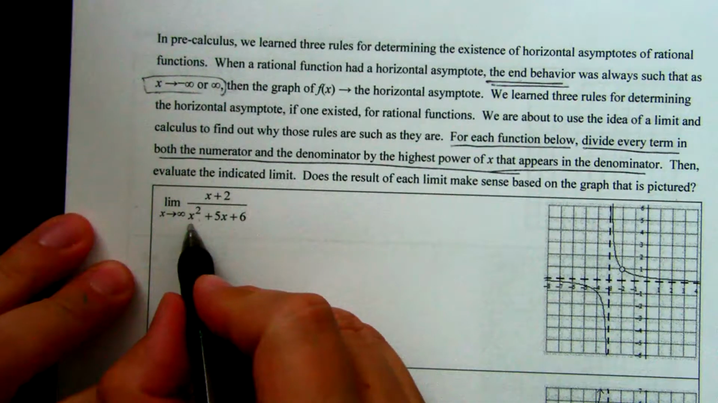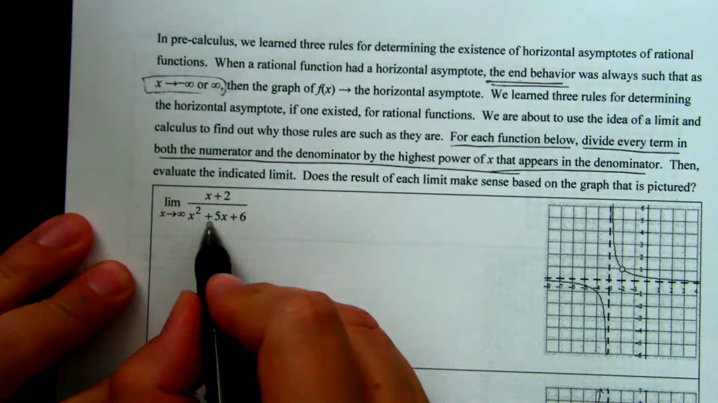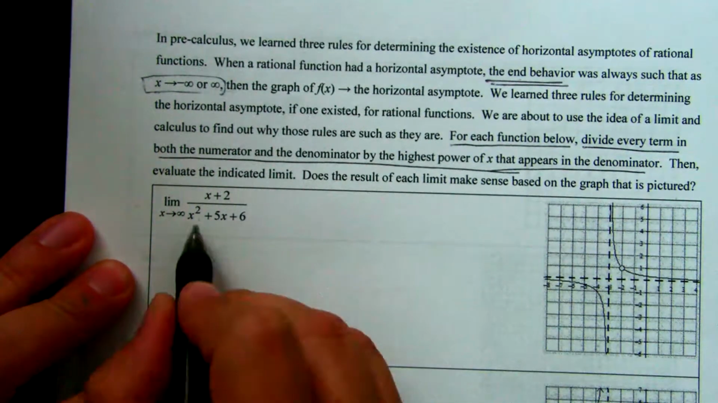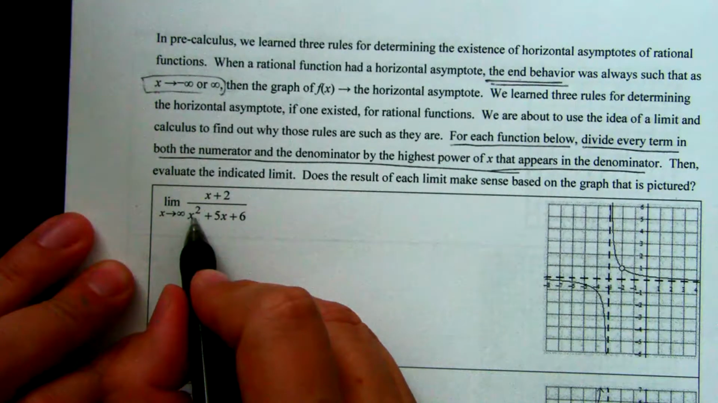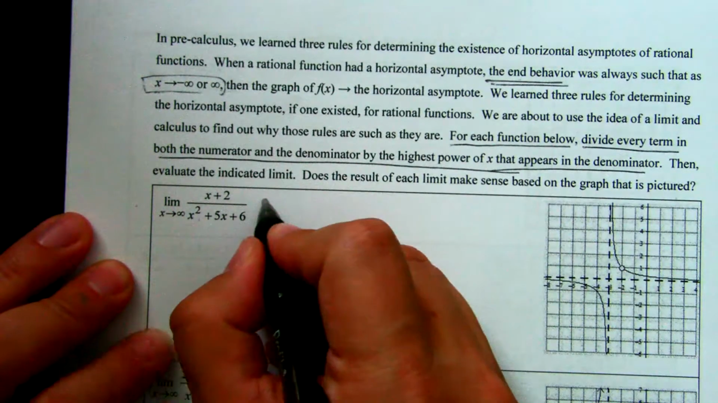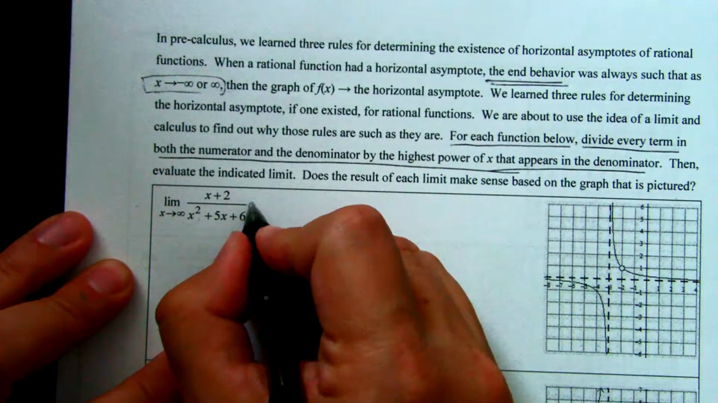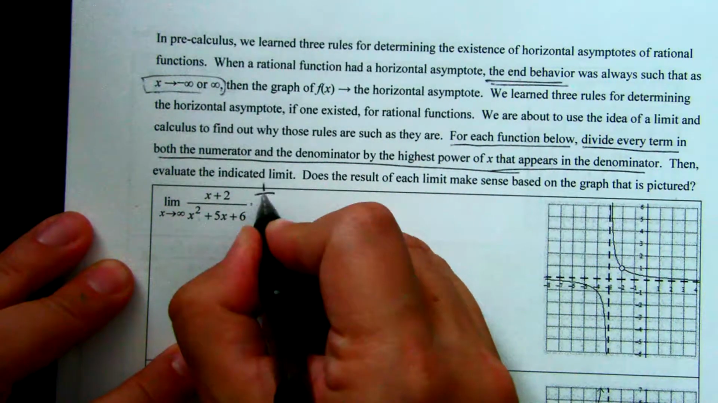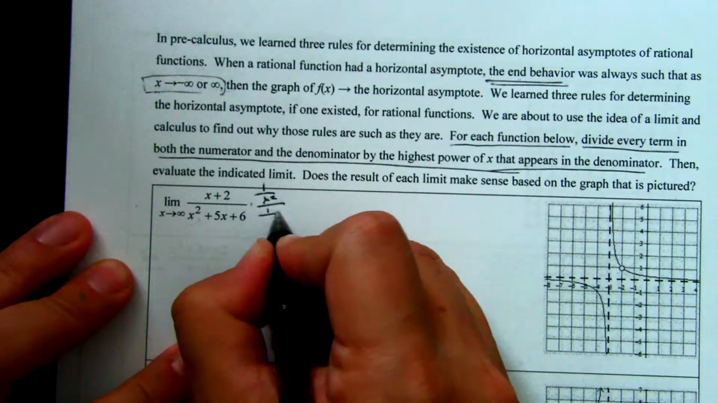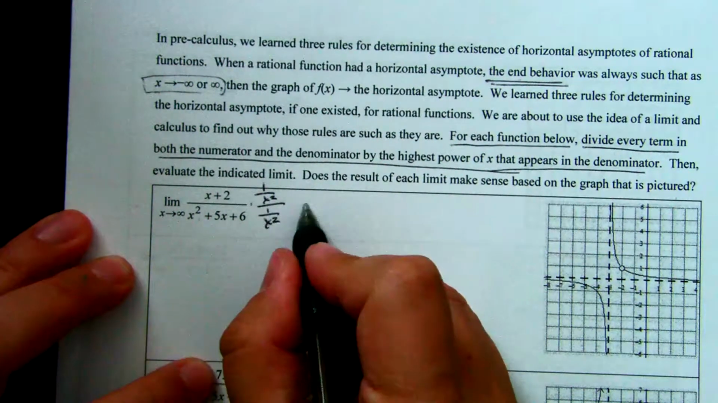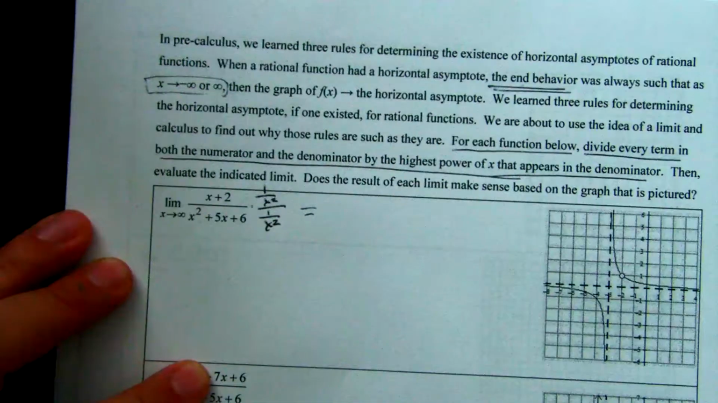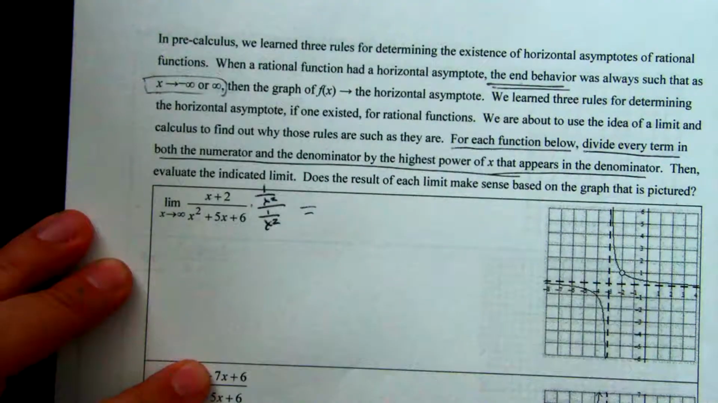If we look at this function, we've got x plus 2 over x squared plus 5x plus 6. We ask, what's the highest power in the denominator? It's 2. So what we're going to do is divide by x squared. And actually, I'm going to write it as multiplying by 1 over x squared over 1 over x squared. That's the same thing as it says here: divide every term by x squared. So that's what we're going to do.